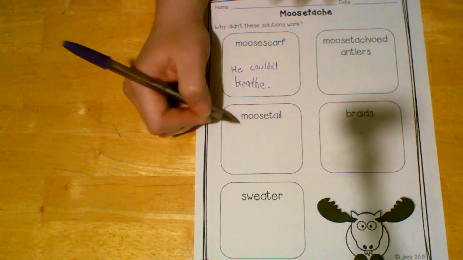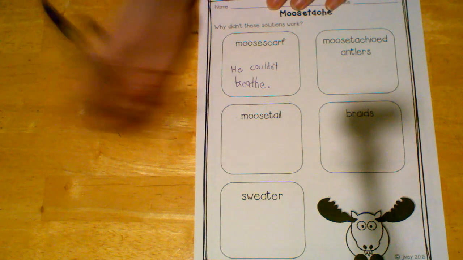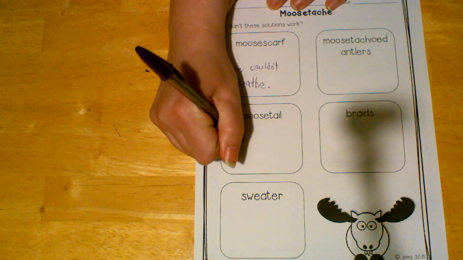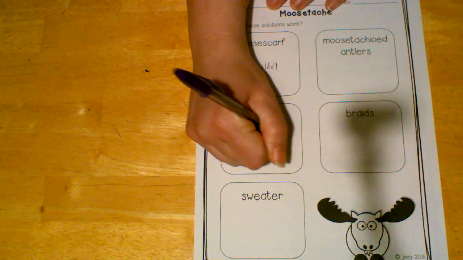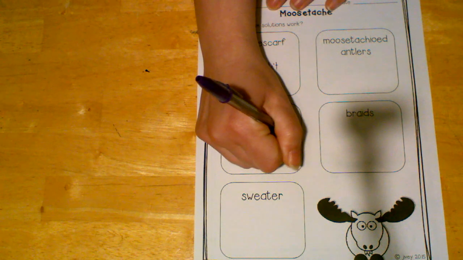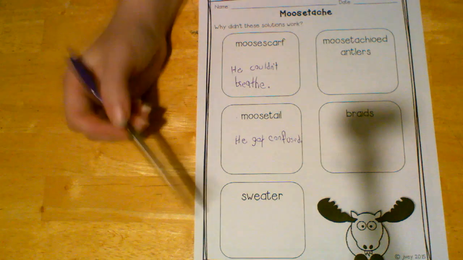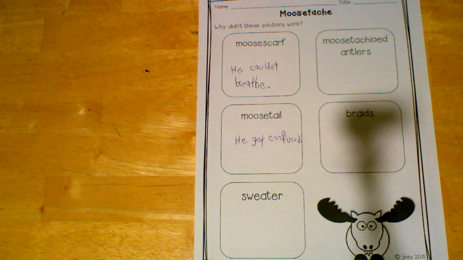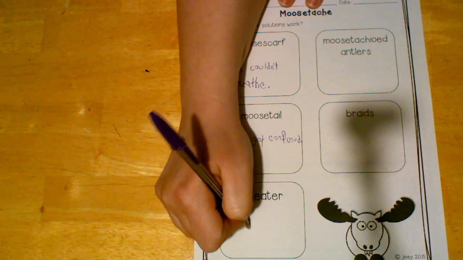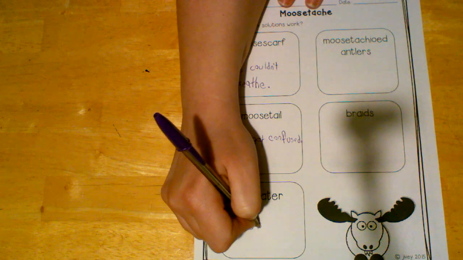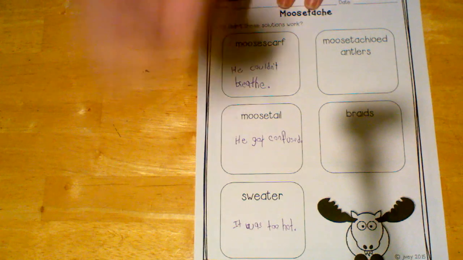All right. How about the moose tail? Why didn't the moose tail work? Well, he couldn't remember which way was which. He got confused. Okay, he got confused. Why didn't the sweater work? Yeah. It was too hot. It was too hot.